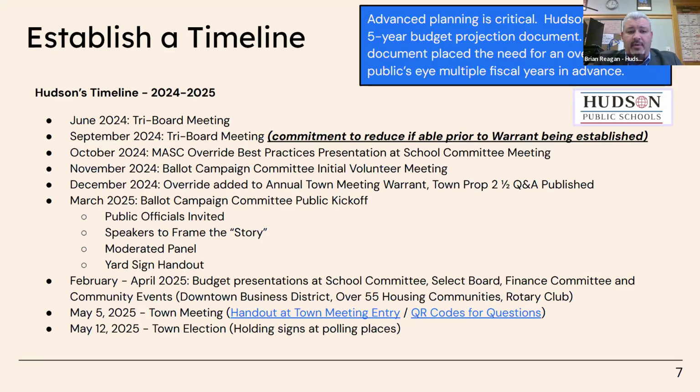And then we worked with the town's select board to make sure that we had the override added to the warrant. So make sure you're checking. Every town and city has different bylaws around when, if you have a town meeting and a warrant, depending on the process that you follow, to make sure you don't miss that deadline to get something added to a warrant if it needs to be voted.